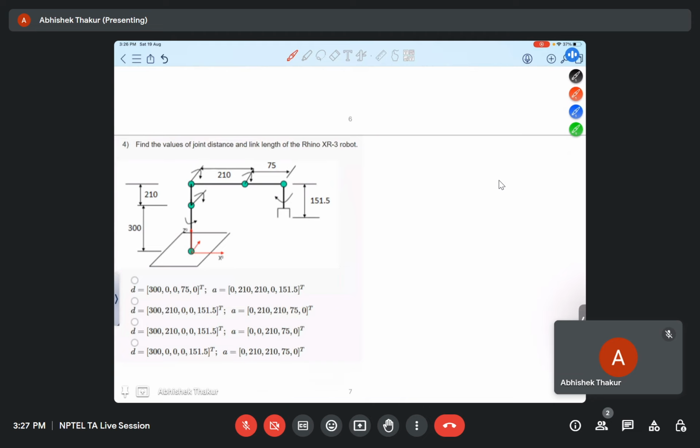So how will we assign? First we'll see the number of joints 1 to n. So there will be 1, 2, 3, 4, 5. Okay. Now after that, here this x is assigned, this is x naught, this is y naught and this is z naught.